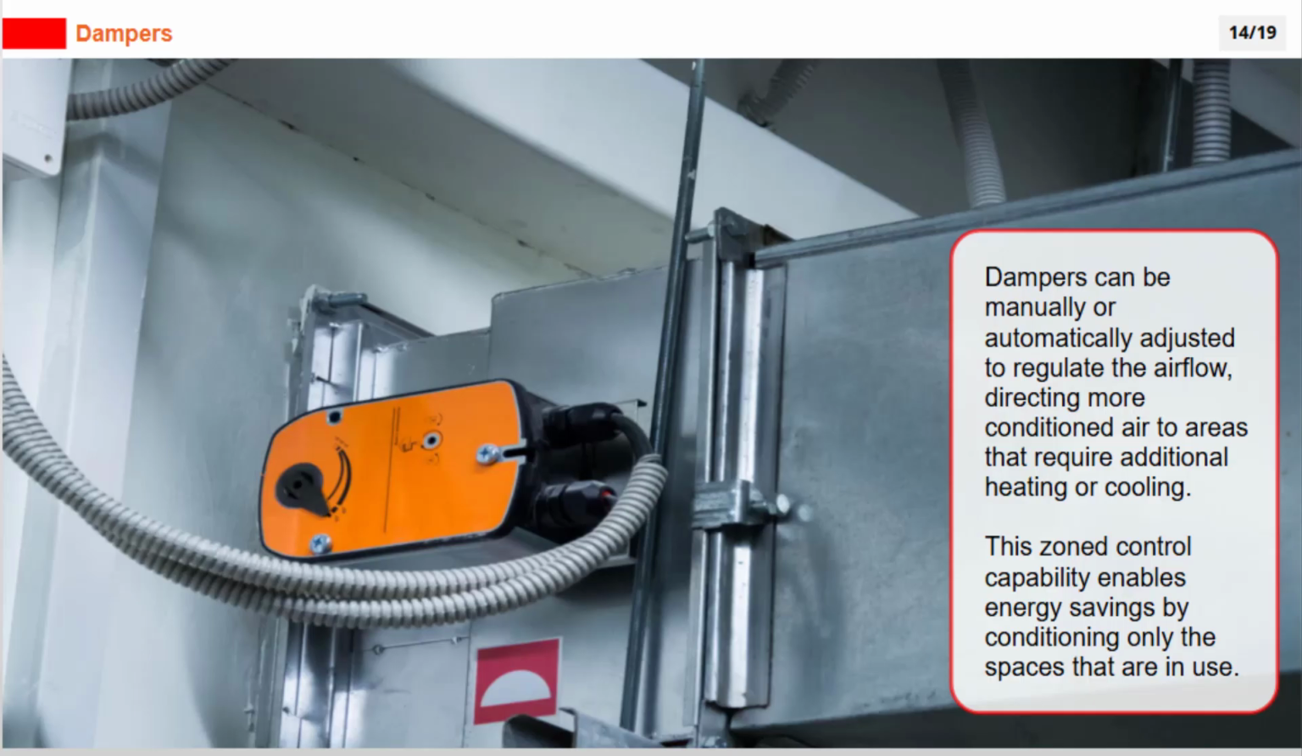Dampers can be manually or automatically adjusted to regulate the airflow, directing more conditioned air to areas that require additional heating or cooling. This zone control capability enables energy savings by conditioning only the spaces that are in use.